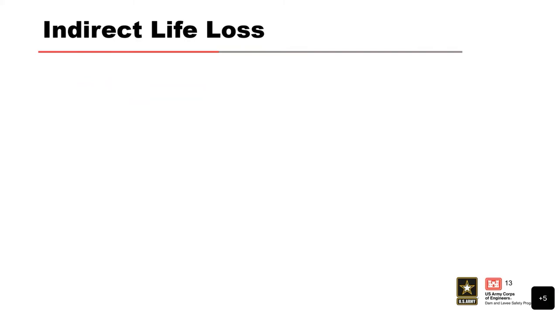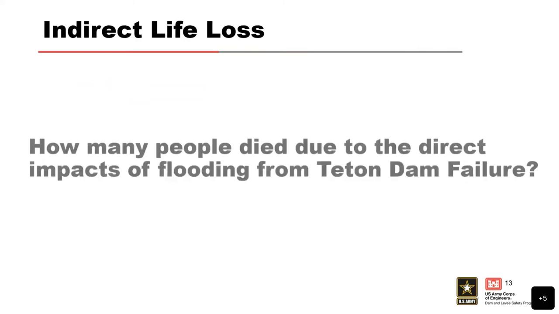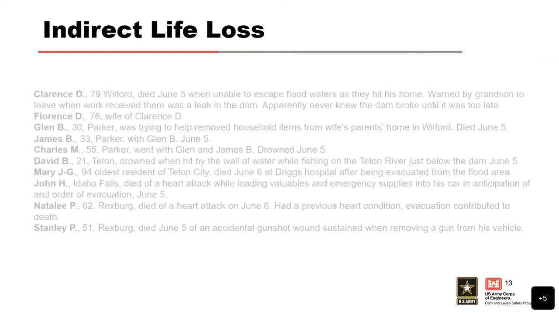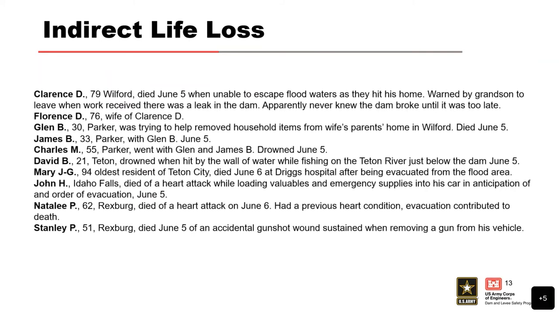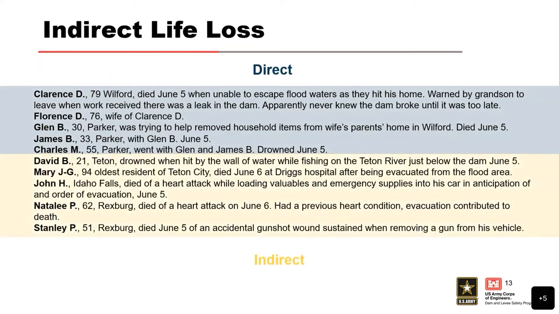So the official number, and if you look at the RCM method, this is what they use, the official number is 11 from the Teton Valley. But then let's talk about the breakdown between direct and indirect. So here's the list of people who died. And the colors are hard to see. So the blue, the top.